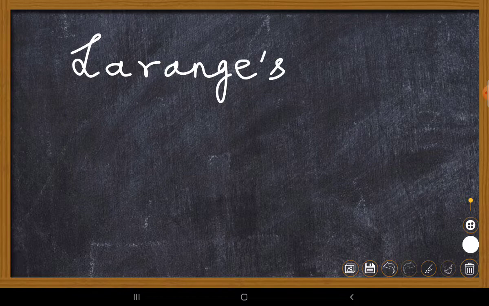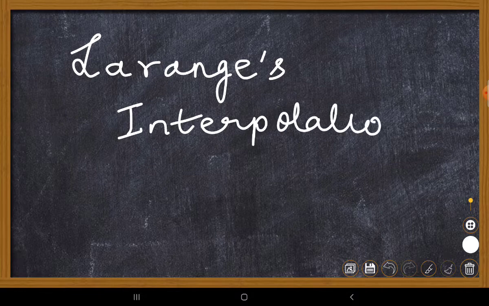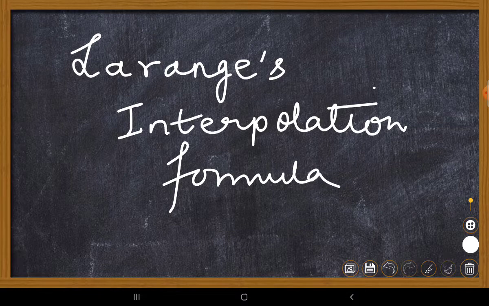Next, let us go to the last formula, which is known as Lagrange's interpolation formula. So this formula is given as follows. All the variables mean the same thing, so I'm just giving you the formula.